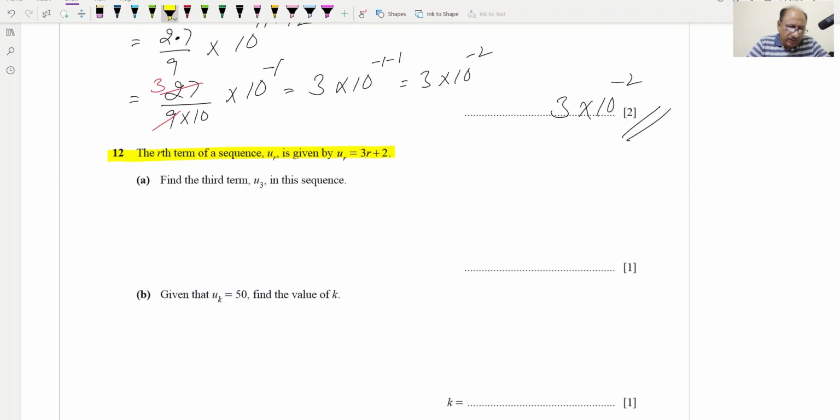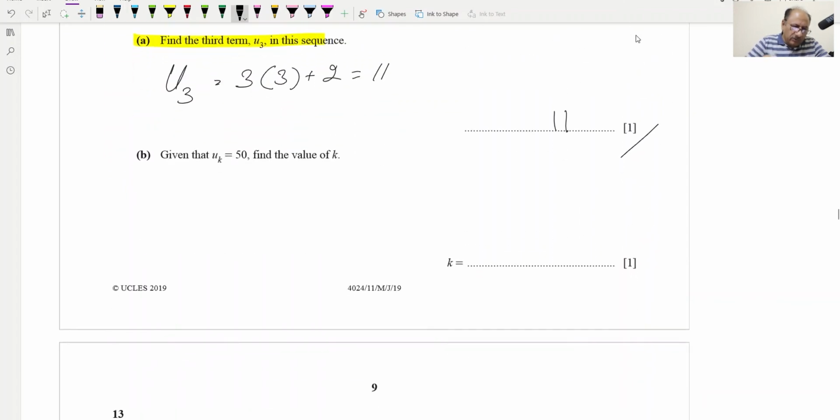Now question number 12: the rth term of a sequence U_R is given by U_R is equal to 3R plus 2. Find the third term, U3, in this sequence. So for U3 we will replace R by 3. So U3 will be equal to 3 into 3 plus 2. It will be 9 plus 2, which is 11. So 11 will be our answer. 1 mark part. Hopefully you understood. This is 11.